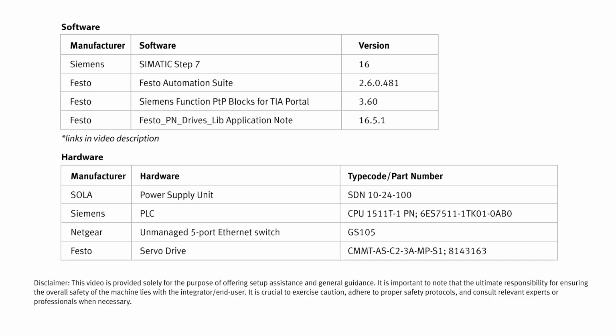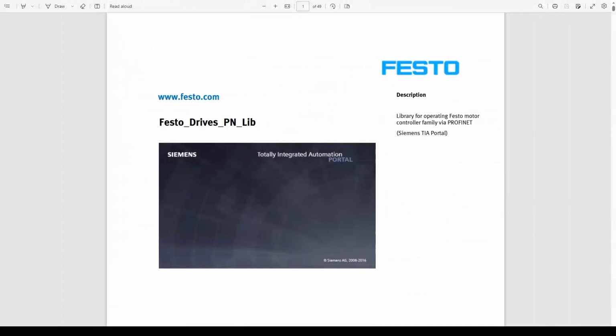Welcome to this video. Today we're going to have a look at how we can configure a Festo drive, the CMMT family, directly from the Siemens PLC. In this case, it's an S7-1500 series PLC. For the demonstration, I'll be using TIA version 16, and let's get started.